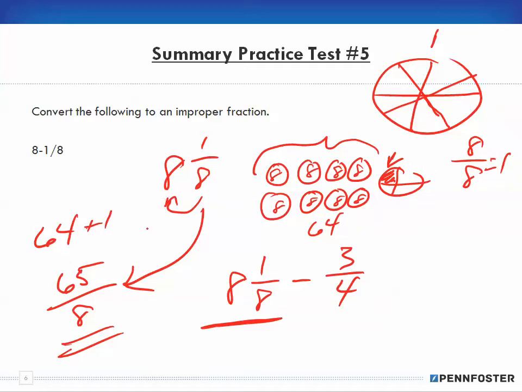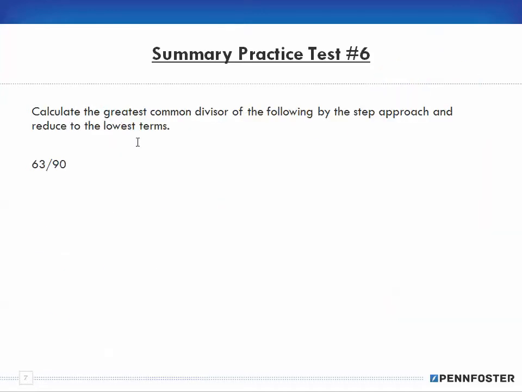Okay, I hope you understood that. If not, definitely telephone an instructor. Okay, number 6. Calculate the greatest common divisor of the following by the step approach and reduce to the lowest terms. So we have 63 over 90.